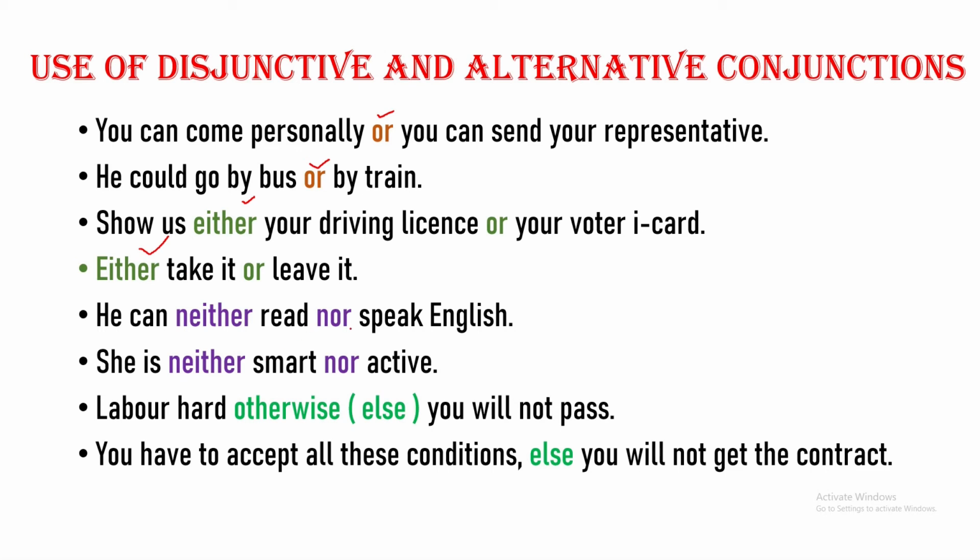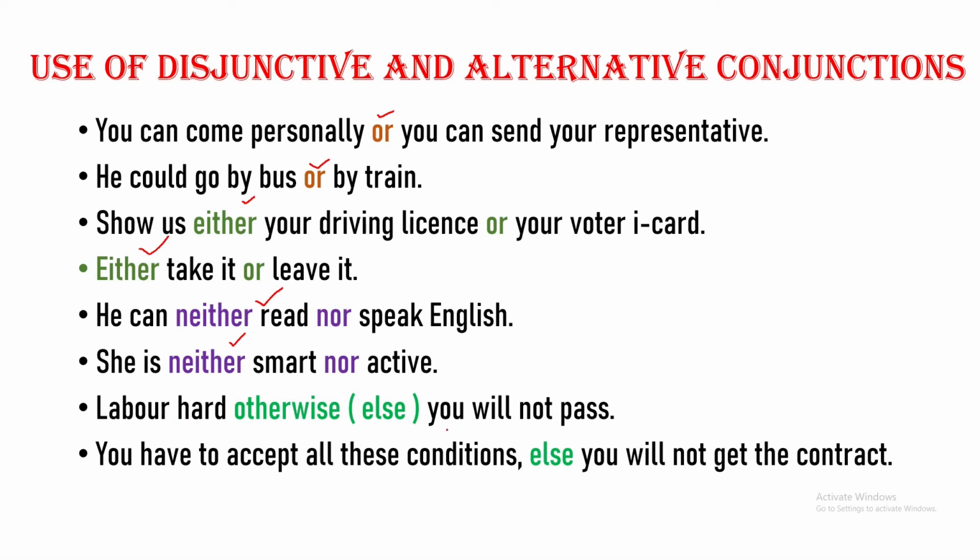He can neither read nor speak English. He cannot read English. He cannot speak English. Two sentences are connected by neither nor. He is neither smart nor active. He is not smart. He is not active. There you use neither nor. We connect both the sentences using neither nor, as it is one negative sentence.